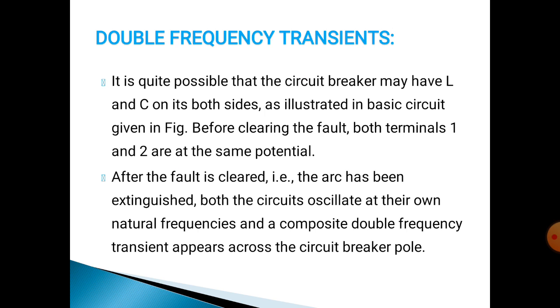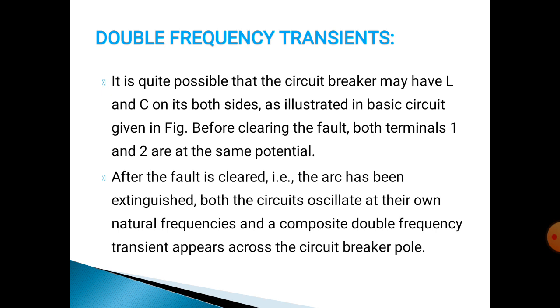When the circuit breaker opens in a single phase circuit, the recovery voltage can reach a value of twice the normal peak voltage of the system. If any fault occurs in that system, such as a single line to ground fault or a double line to ground fault, the recovery voltage is twice the normal peak voltage of the system.